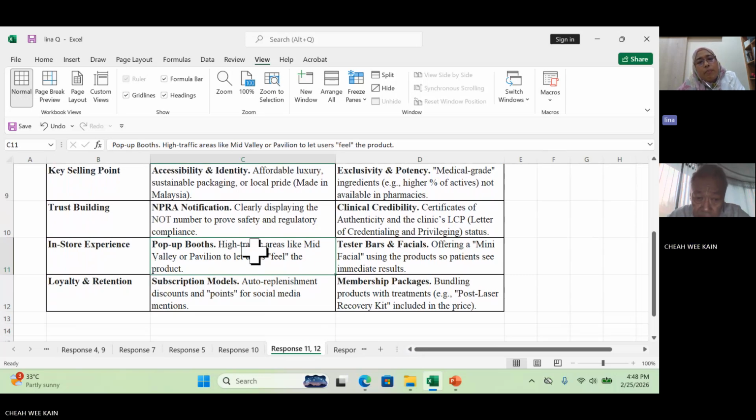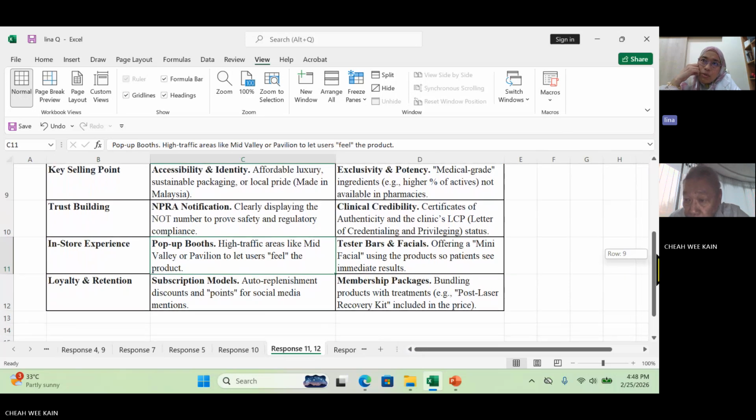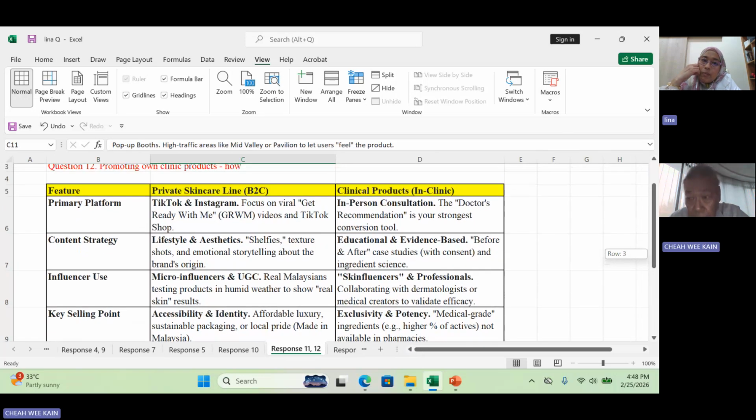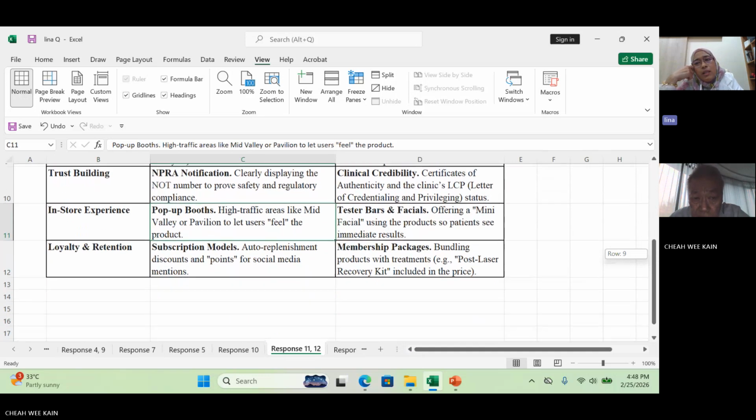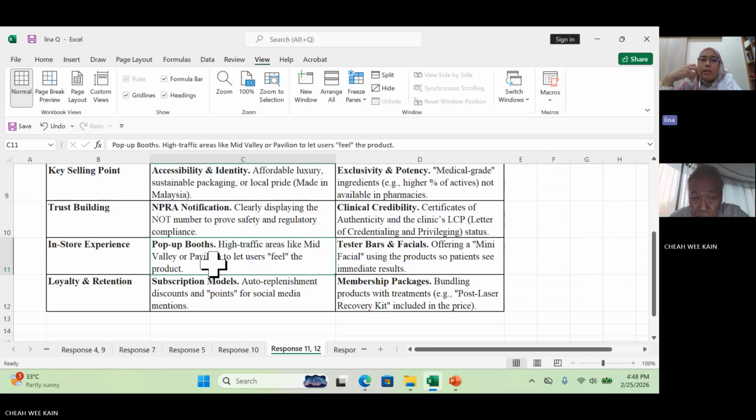I have a comment to make about that NPRA notification. It's actually not that cheap. I think they were charging somewhere in the line of 600 ringgit per SKU, per product. That is already going to increase your cost, and then you want to make nice packaging with boxes, that is already a cost over there. And NPRA notification, if you do another batch, is another 600 ringgit. Another one more time. Yes. Another one more time.